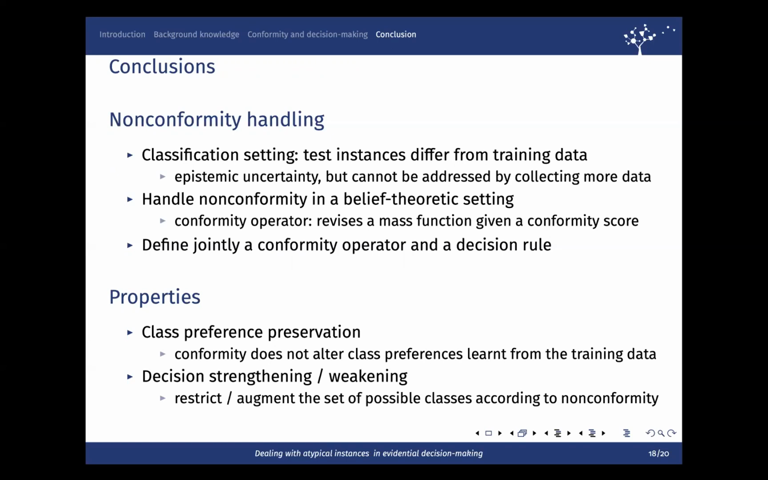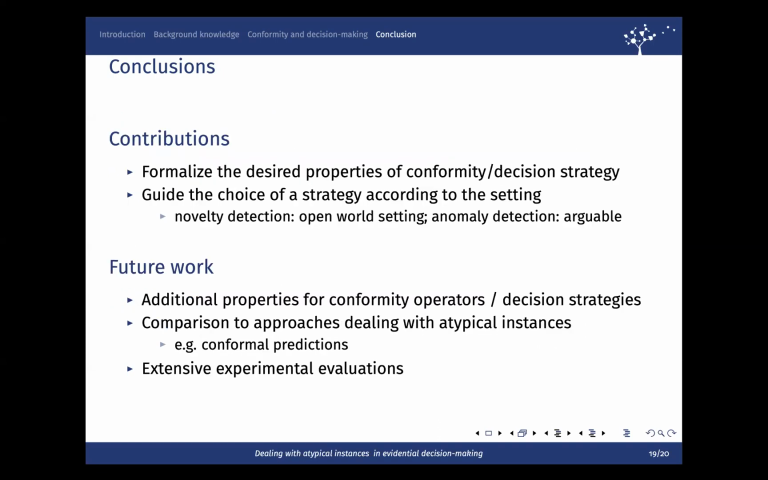And we define jointly conformity operators and an associated decision rule. We might have several properties. Class preference preservation: conformity does not alter the preference relations between the classes. And decision strengthening or weakening, which makes it possible to restrict or augment the set of possible classes according to non-conformity. The contributions are that we formalize the desired properties of conformity and decision strategy, and we can guide the choice of a strategy according to the setting.